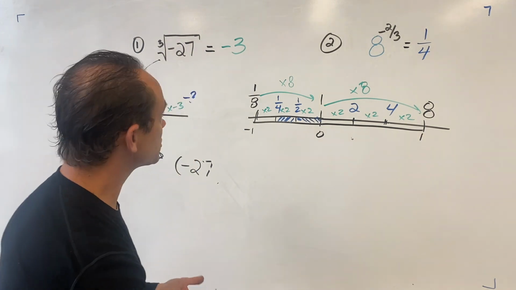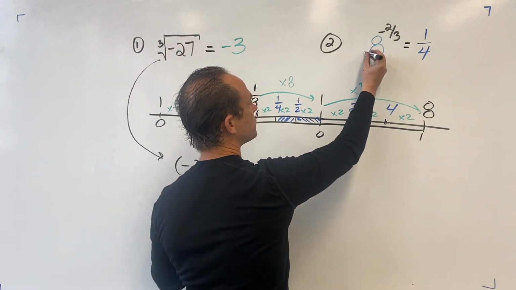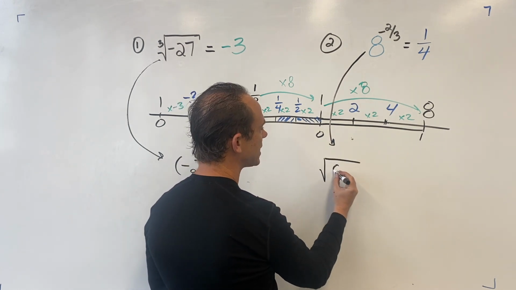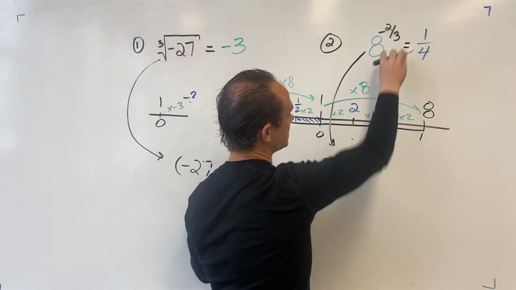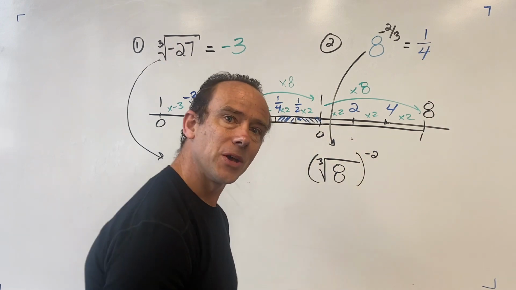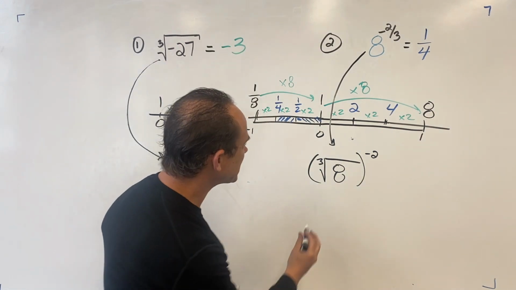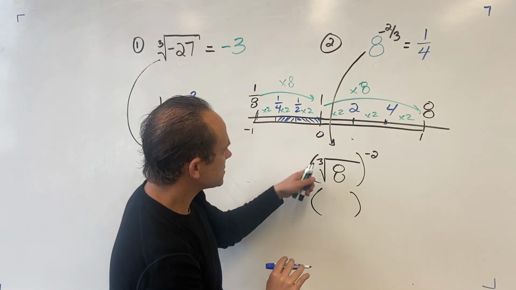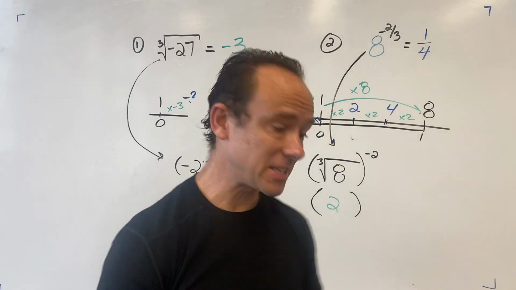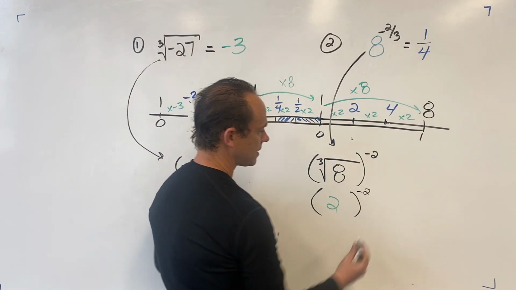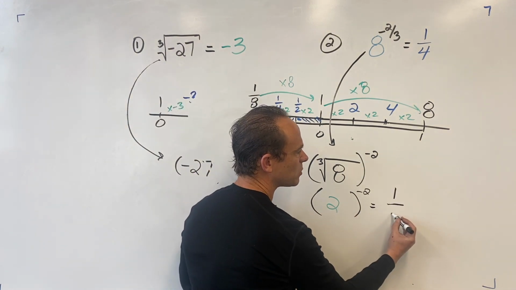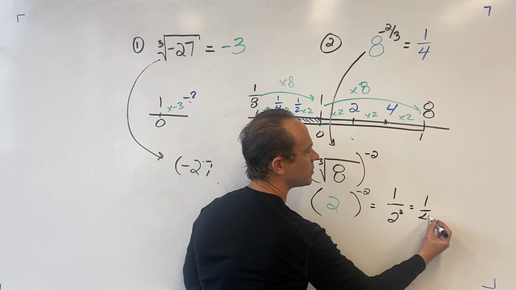Another way we could do it is switch it into radical form. We get the third root of 8, and we raise it to the negative 2. Which maybe makes more sense in this case, because really what we have here is the third root of 8, that is 2. That's how you multiply to 8 in 3 steps. Now 2 to the negative 2, you could remember as an exponent rule: that would be 1/2 squared, which is 1/4.